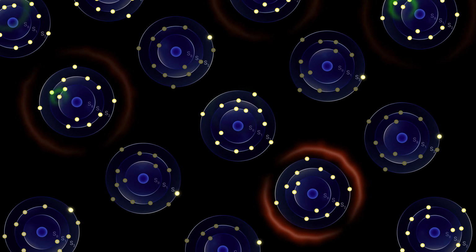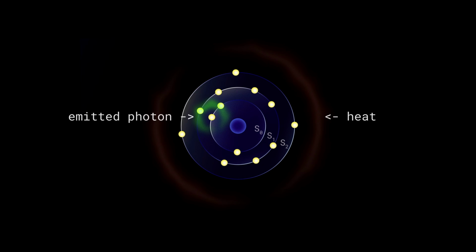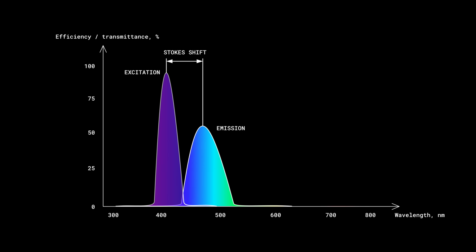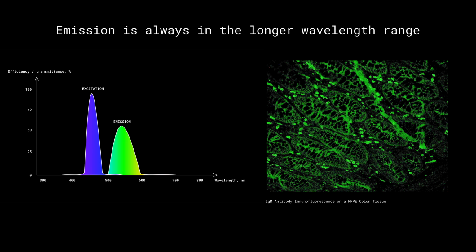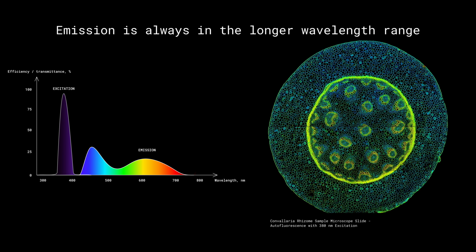This is fluorescence. The emitted photon has lower energy, longer wavelength than the absorbed one, because some energy was lost as heat. This difference between excitation and emission wavelengths is called the Stokes shift. So when you excite your sample with blue light, you often see green emission. If you excite with ultraviolet, you might see fluorescence in the whole spectrum, depending on the dye used.